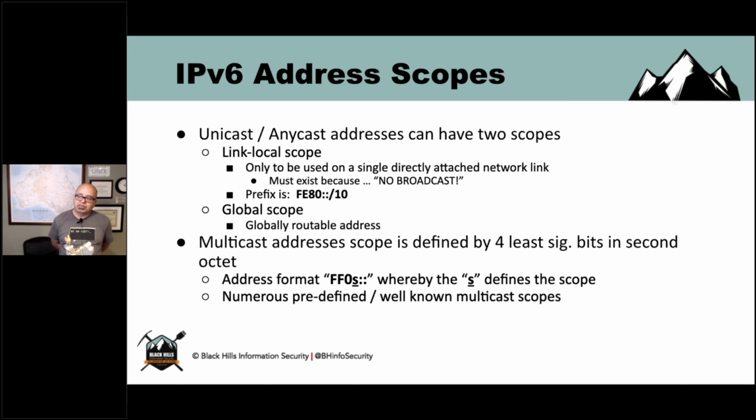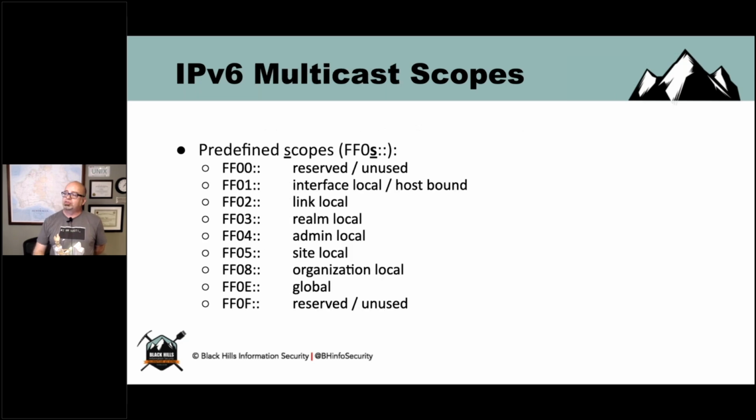Multicast addresses are defined by the 4 least significant bits in the second octet after the initial FF0 prefix. And there are predefined, or well-known, if you like, multicast scopes. What are these predefined scopes? Well, they're basically this, straight from the RFCs. FF00 is reserved or unused. Hey, that's fun. What could we do with that? FF01 is known as interface local or host bound.